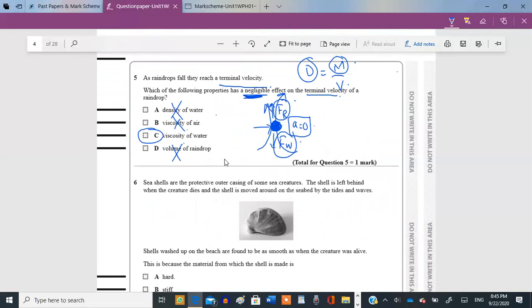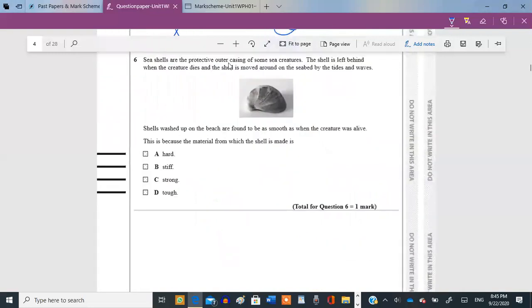No. All right, 6. Seashells are protective outer coverings, casings of some sea creatures. The shell is left behind when the creature dies, and the shell is moved around on the seabed by the tides and waves. Shells washed up on the beach are found to be as smooth as when the creature was alive. This is because the material from which the shell is made is, okay, why is it as smooth as it was alive? All right, okay, it's gonna be strong, tough, stiff, or hard.